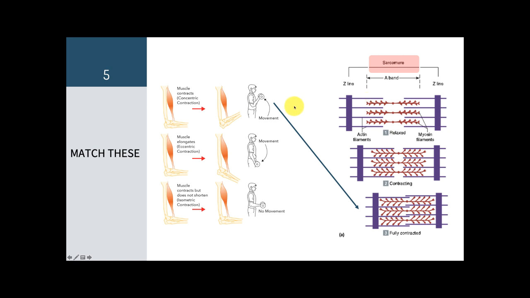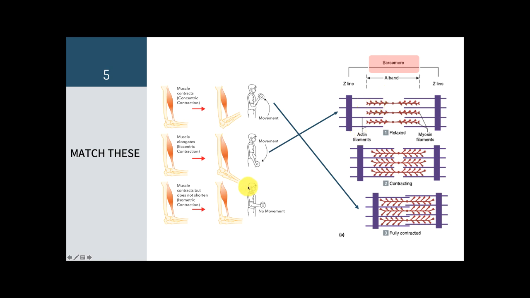So if we thought that this guy here was being represented by this sarcomere, then you were right, okay? So if this bicep muscle is elongated, right? The Z lines are far away from one another, and there is very limited myosin and actin interaction.